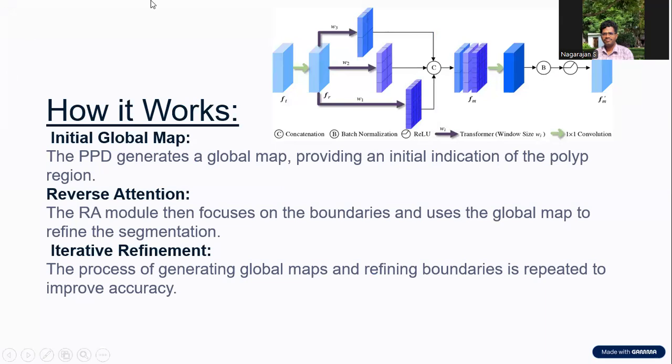And how does it work? It is based on deep learning and follows the CNN model. It has a procedure like initial global map, followed by reverse attention, plus iterative refinement. These are the three things we consider about PraNet. The main thing is that with PraNet we can go for medical image segmentation, and we can combine it with some other models.